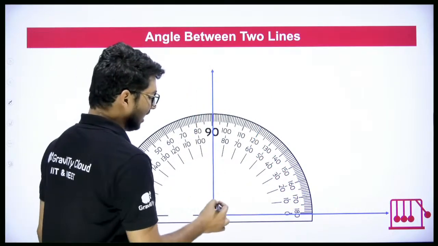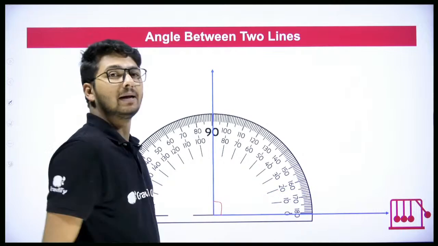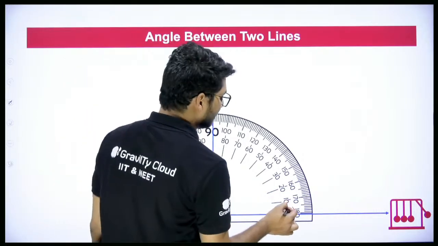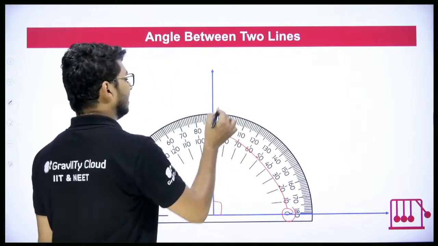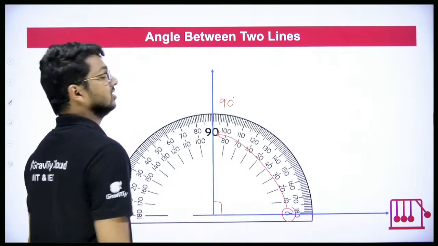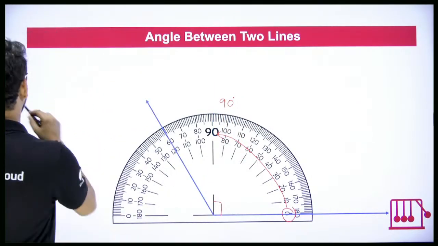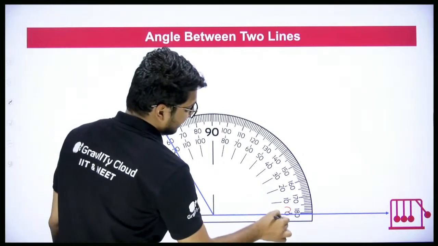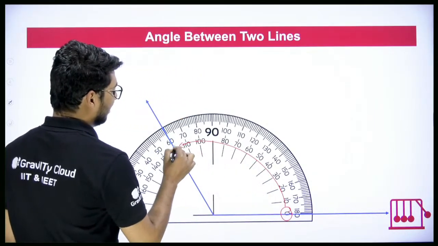Then between these two lines, see, they form an L shape. They are perpendicular. See here, we are starting at 0 and going until where? 90. So it is how much? 90 degrees. Then what about this? We are starting at 0 and going until 120.